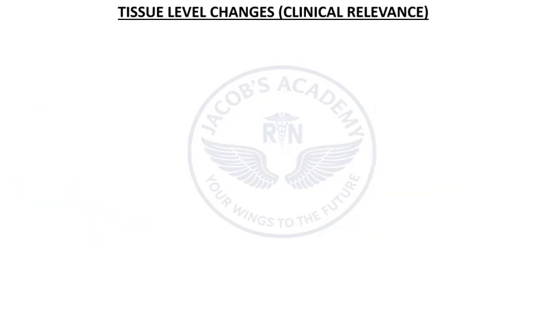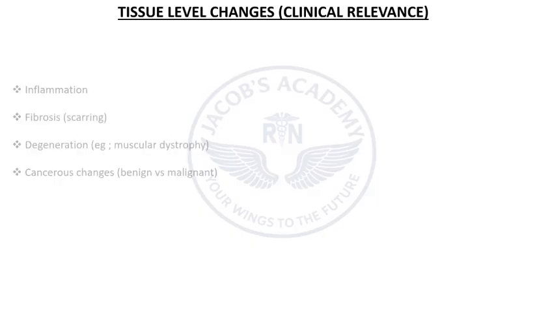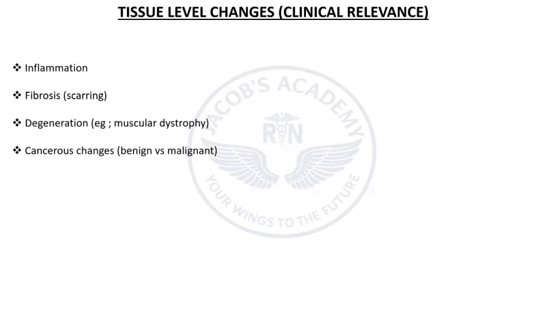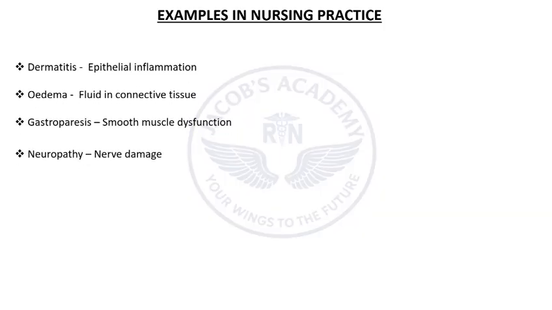Next, we can see tissue level changes and clinical relevance. This one is inflammation, fibrosis meaning scarring, degeneration, for example muscular dystrophy. The last one is cancerous changes. Coming to the examples in nursing practice: first one is dermatitis, meaning epithelial inflammation; edema, fluid in connective tissue; gastroparesis, smooth muscle dysfunction; neuropathy, meaning nerve damage.